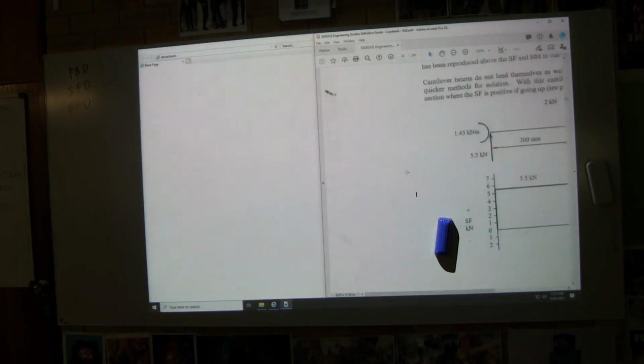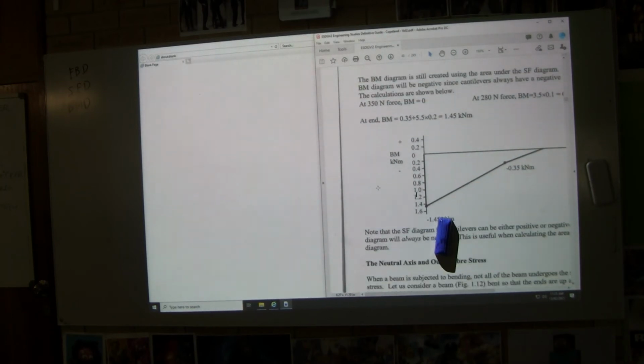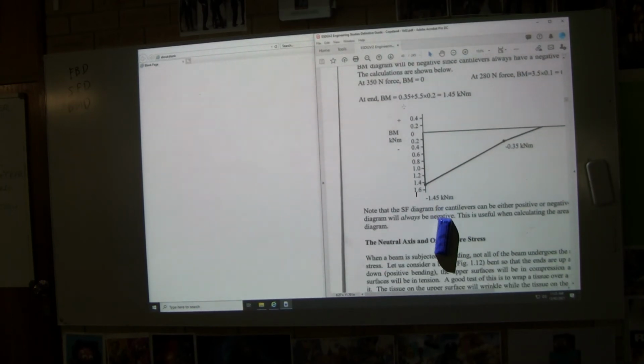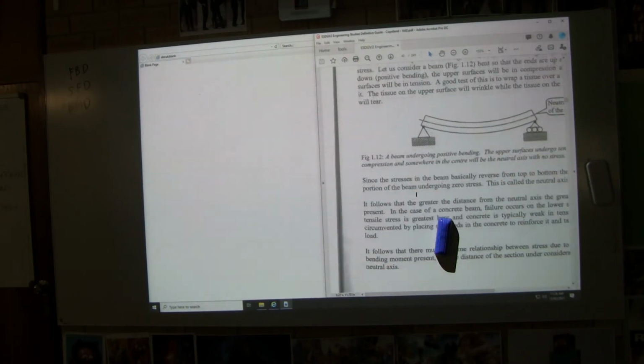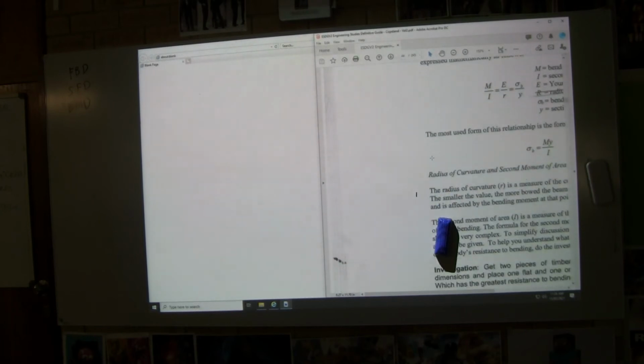Will we go to this? I mean, really, beginner, amateur hour. Okay, can you see that diagram? Yeah, looks pretty much like what I drew. Okay, we're learning about neutral axis and outer fiber stress. I've already done this in the bending intro, right? I'll quickly mention it, but okay.